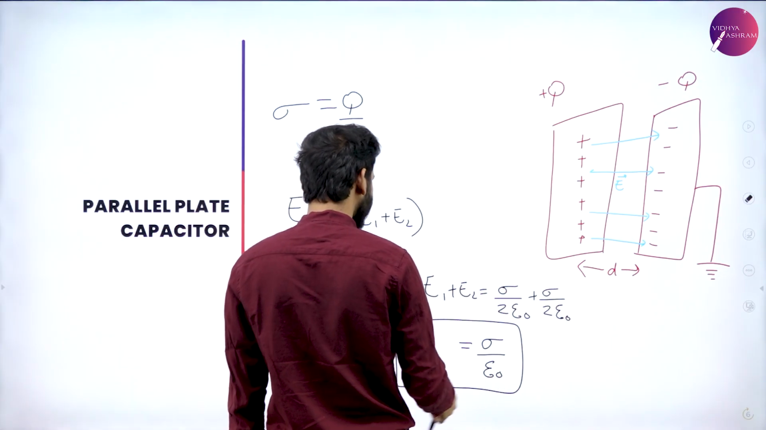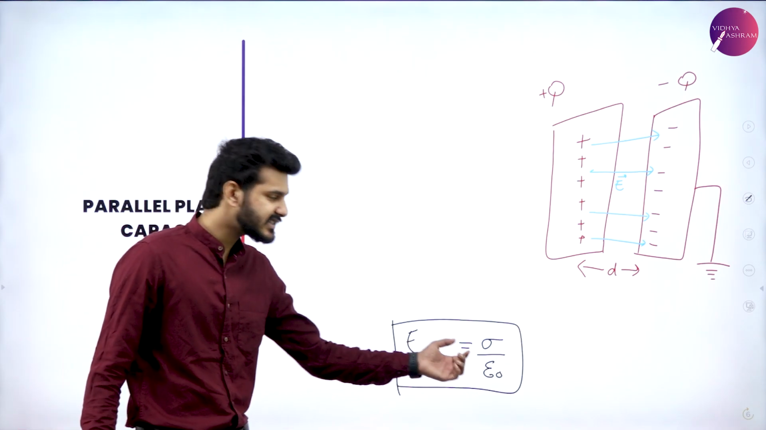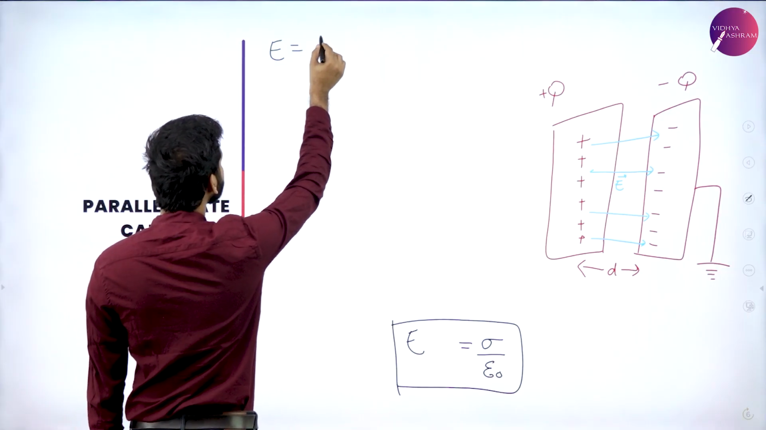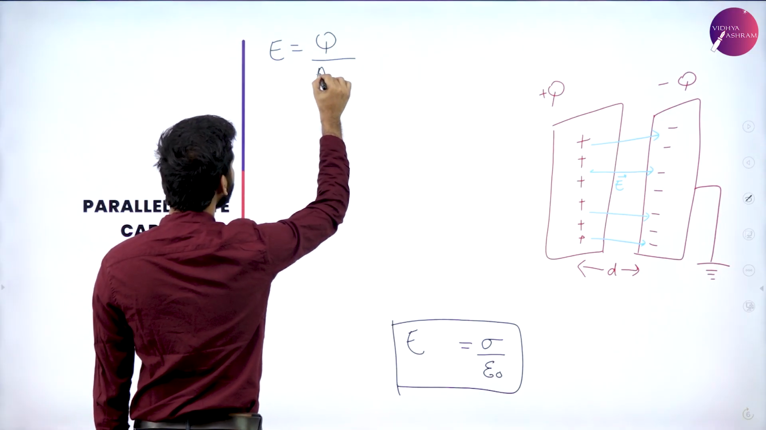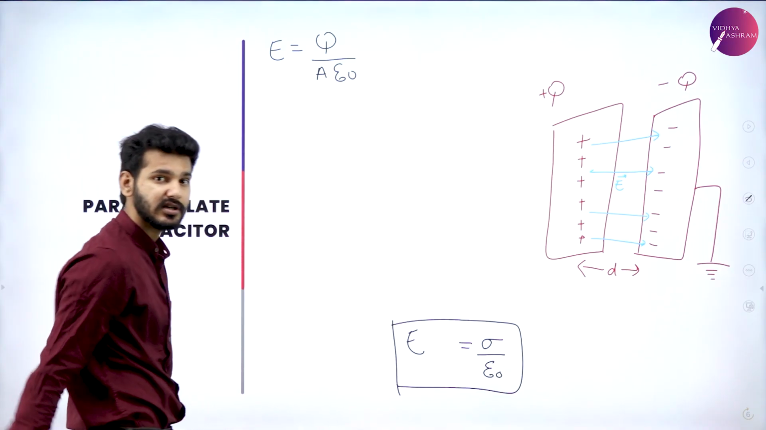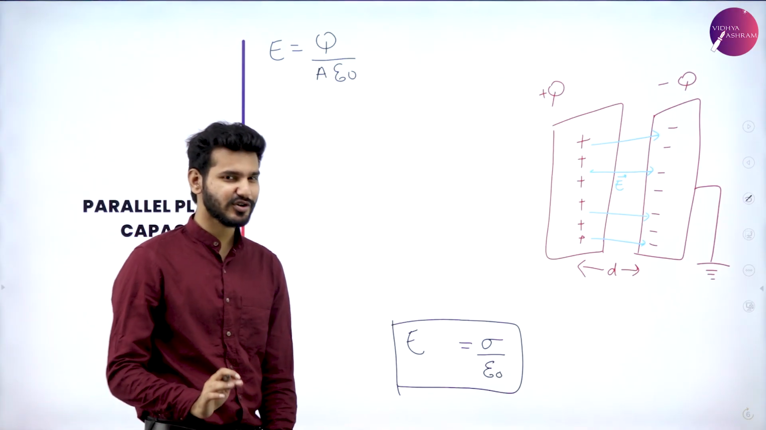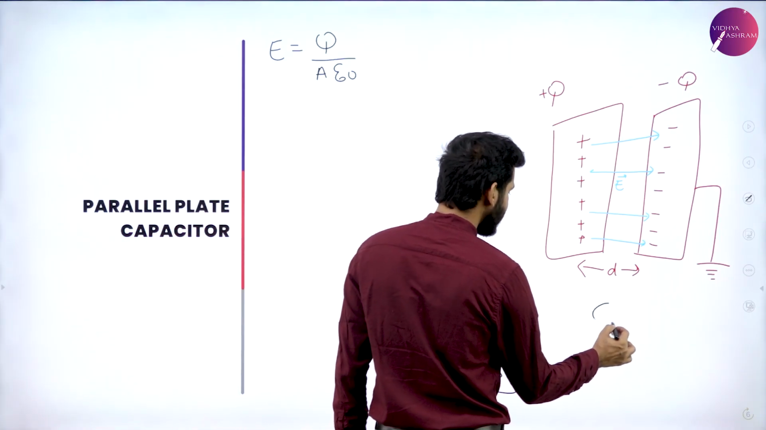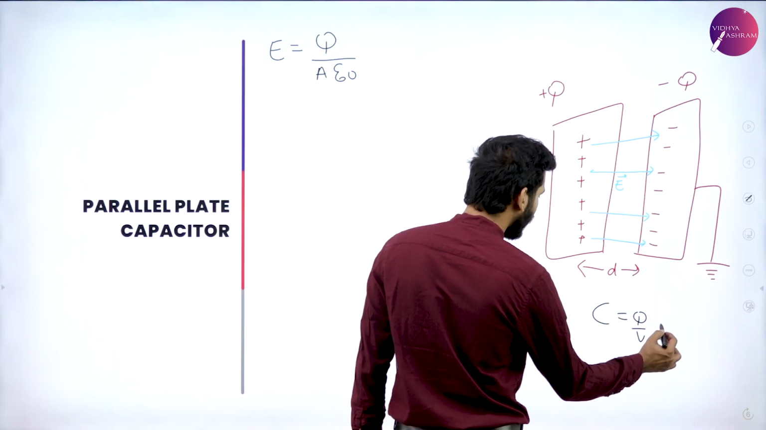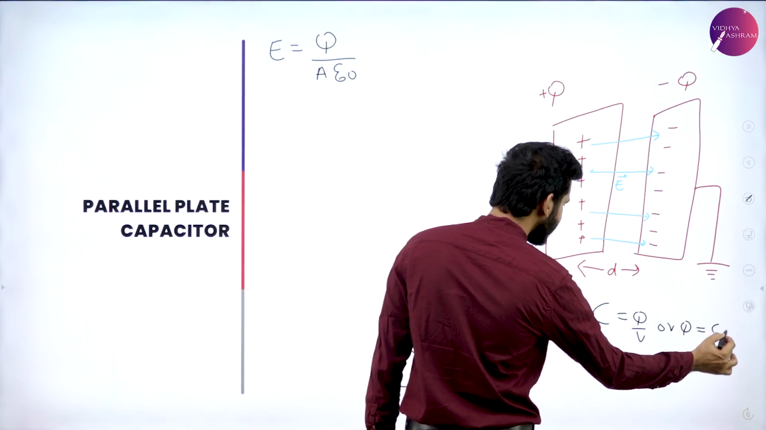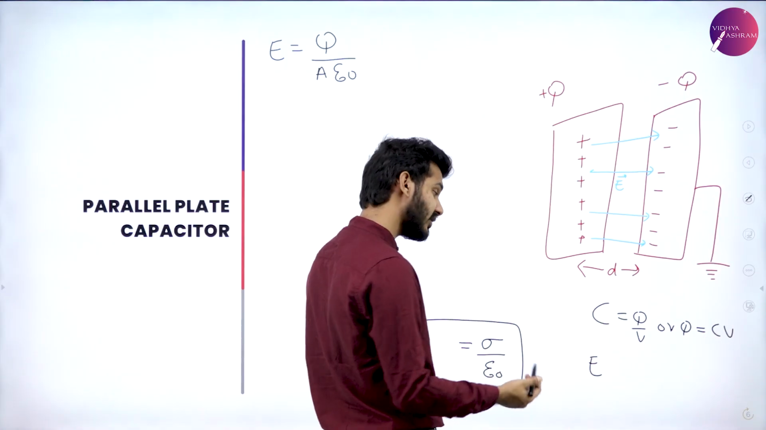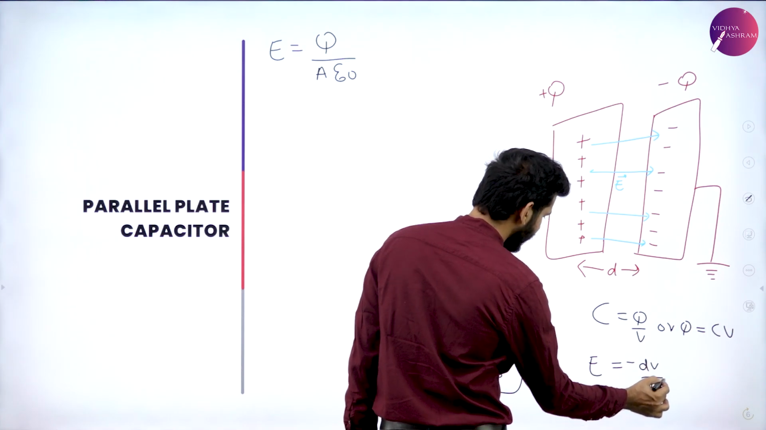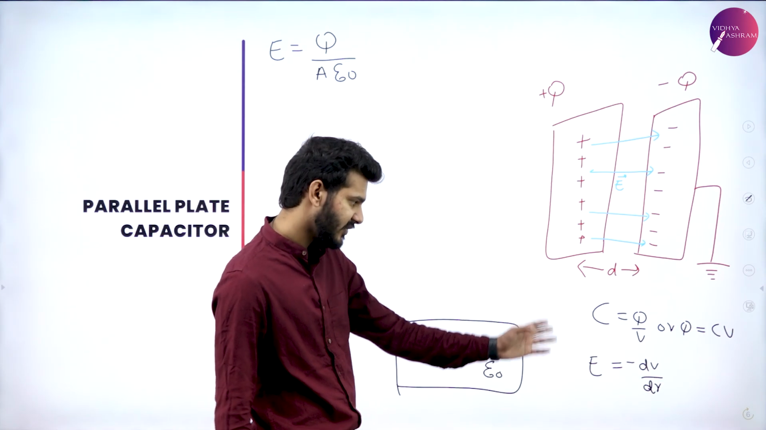We are not going to stop just there, because we know that sigma is equal to Q by A. So we can write E is again equal to Q by A epsilon naught. And now can we stop here? Of course not, because we know two more equations, that is C is equal to Q by V, or Q is equal to CV. And we know another equation for E also, that is E is equal to minus dV by dr. The minus sign just indicates the direction, so we can neglect it for now.